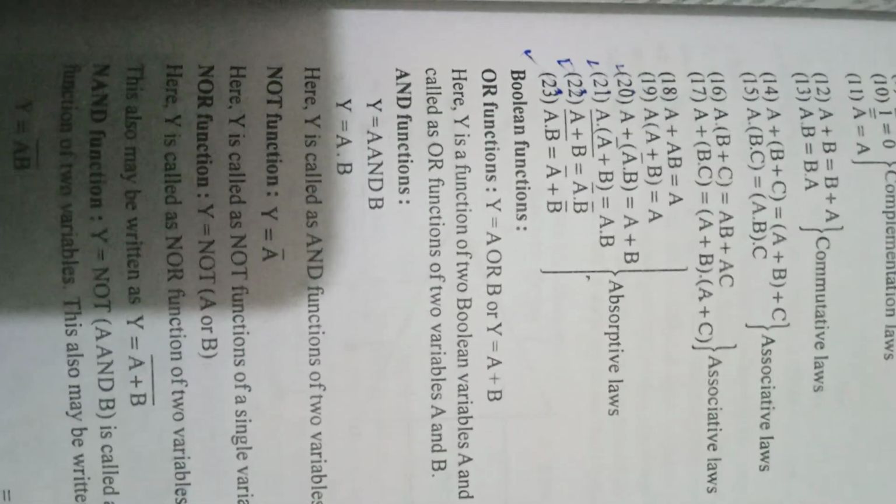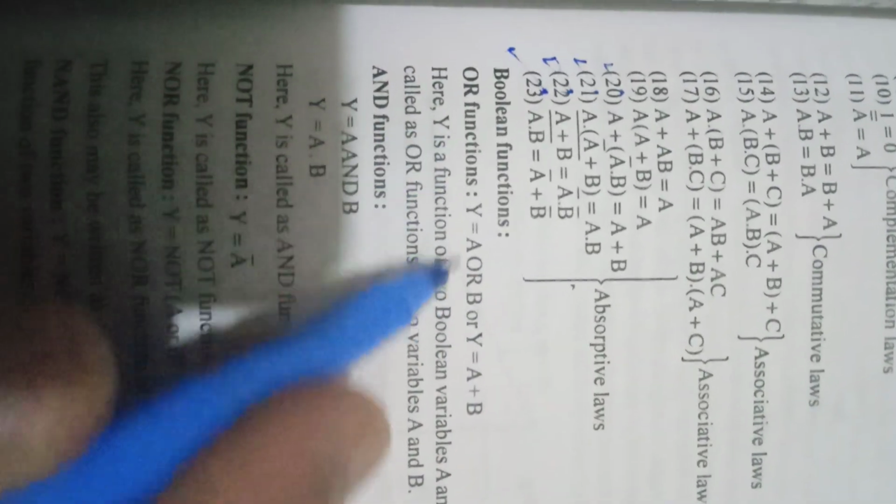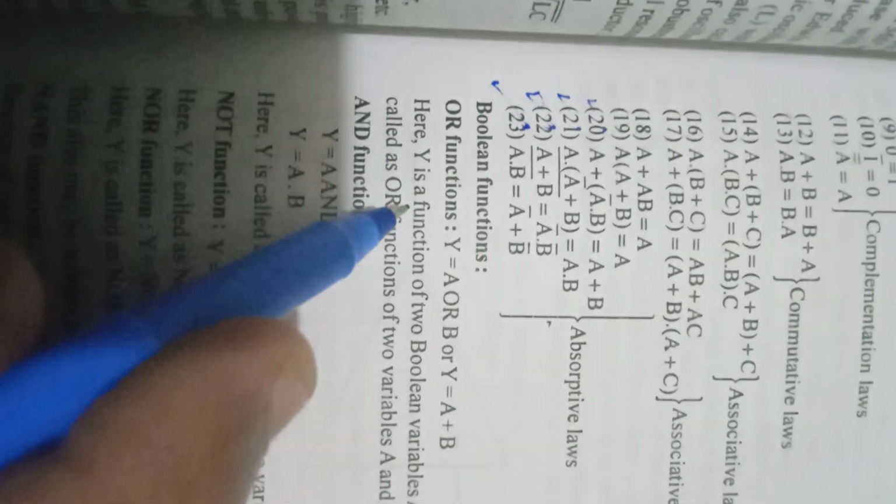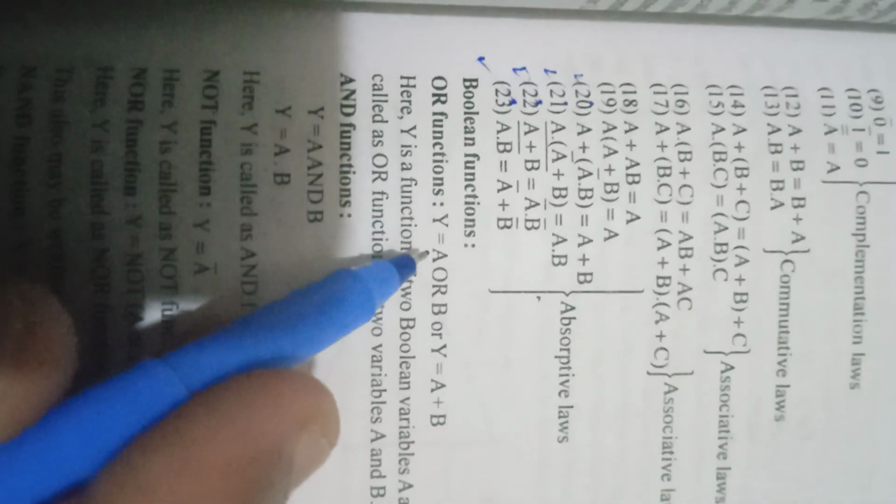So let us take some Boolean functions. When we talk of Boolean functions, we talk of the OR function. The OR function is basically A or B.